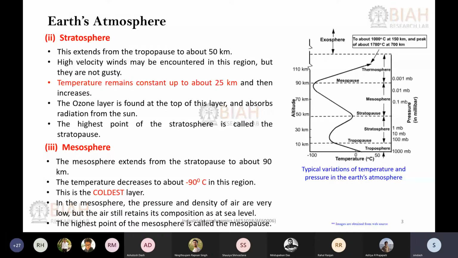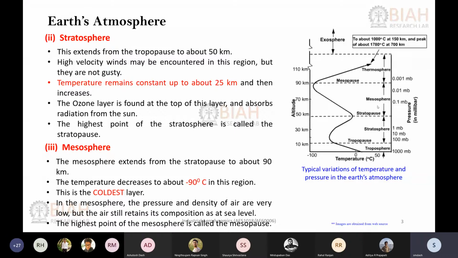And in terms of pressure, you can see that the pressure is also gradually reducing as you go higher in altitude. The pressure is not yet that low, so the air still shows its constituents. It is not yet in ionic form or molecular form. The air still retains its composition, so that means nitrogen and oxygen are still available in this region.